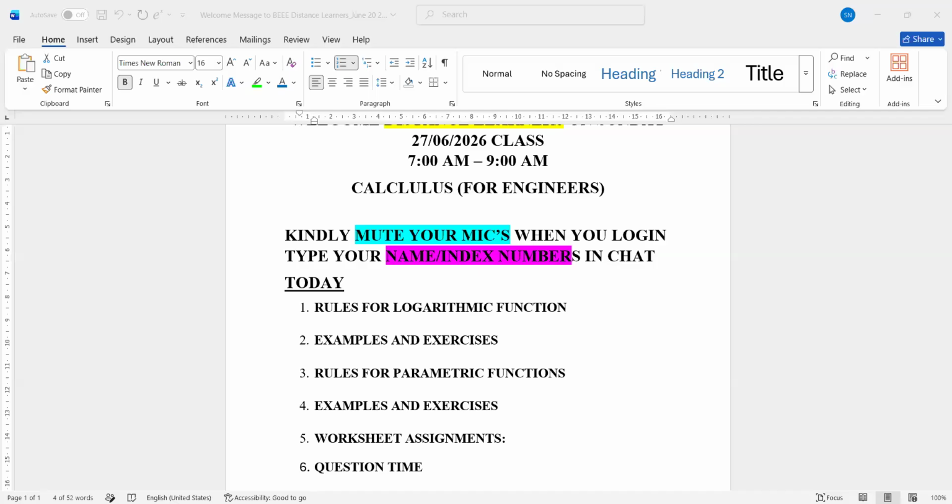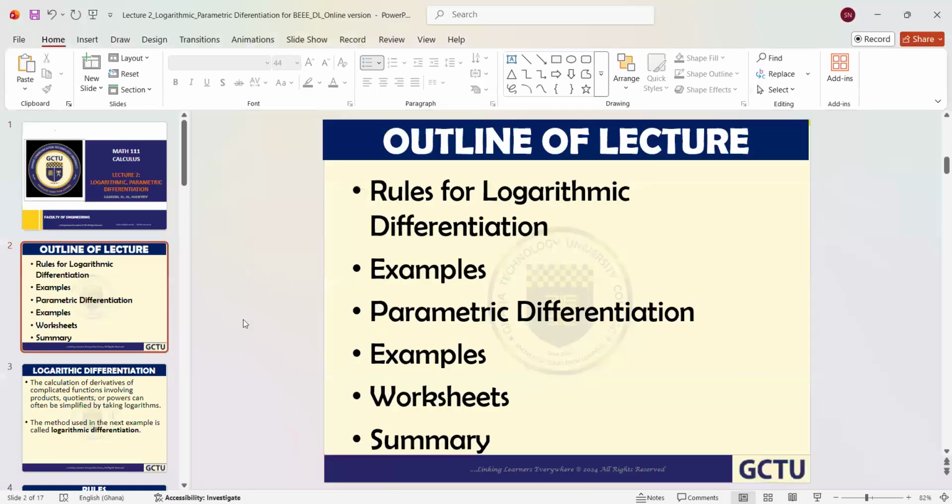Let me know if we need to go over a few things or I need to slow down on any of the slides I'm using. So let's use a PowerPoint for this morning. What are the rules for logarithm differentiation? And then we look at examples, and then what are the rules for parametric differentiation? And then we look at examples, and then we look at the worksheets, which I'll leave for you to try your hands on.